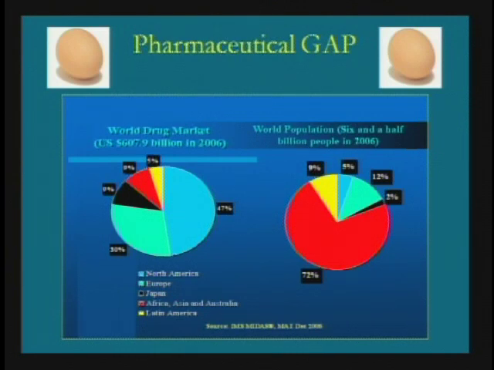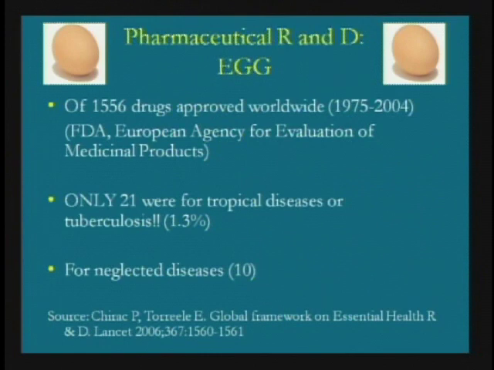You know, how many statins do you need? How many me-too antihypertensive drugs do you need? Why is it that of 1,500 drugs approved between 1975 and 2004, only 21 were for tropical diseases or tuberculosis? And for the area that I like, only 10. So there's a huge gap in our pharmaceutical industry and our R&D.